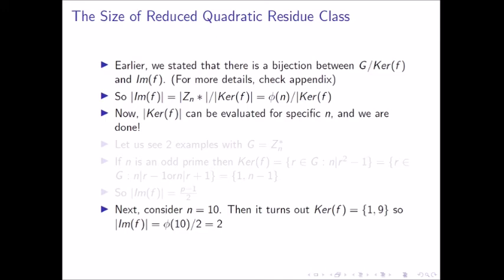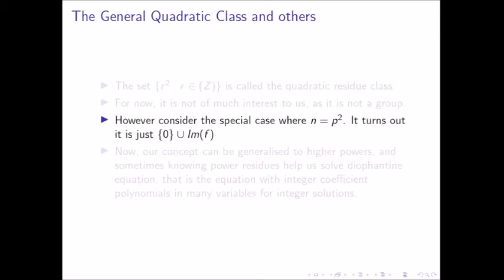The size of Im f is equal to phi(10)/2, which is equal to 2. Phi(10) is 4, and half of it is 2. So this is how we compute the size of the reduced quadratic residue class. However, consider the special case where n is equal to p squared. It turns out it is just 0 union Im f. f is our initial homomorphism between Zn star and Zn star.